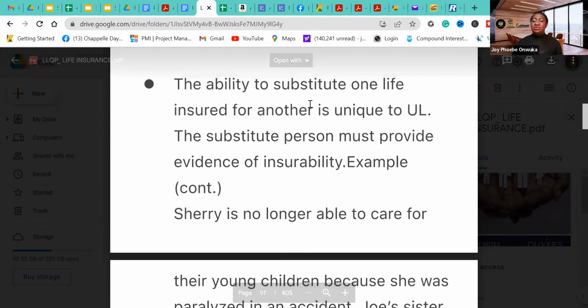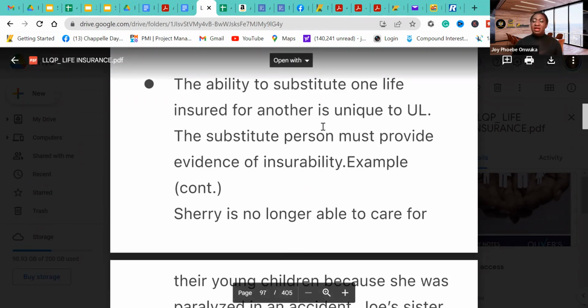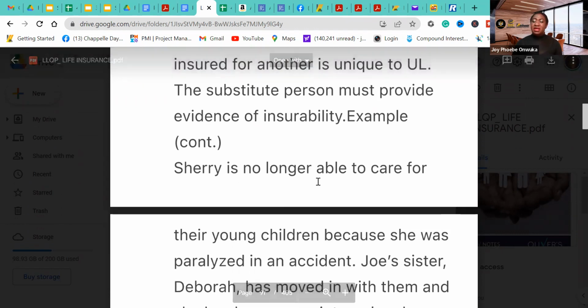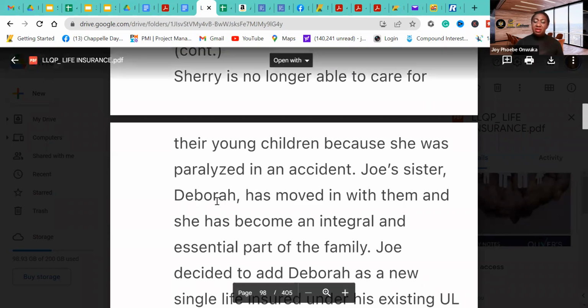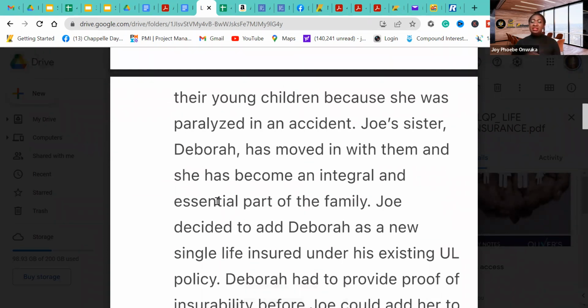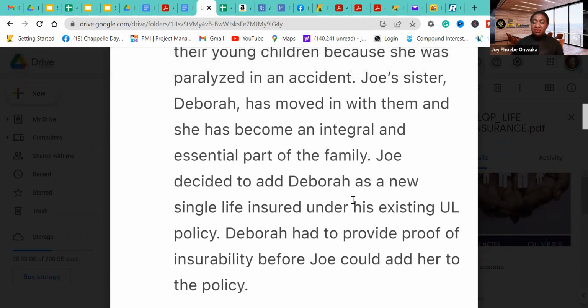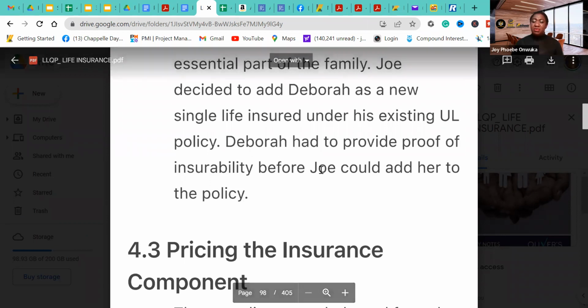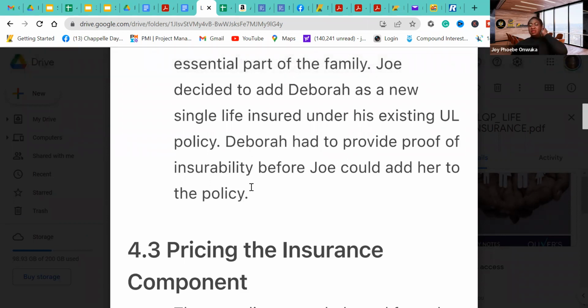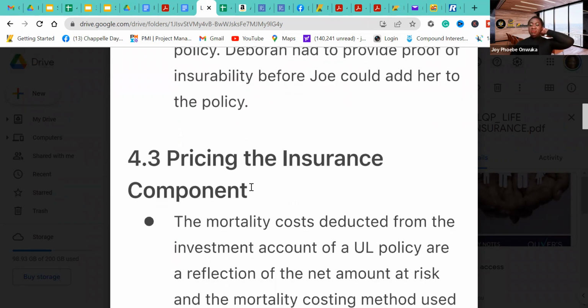Now, the ability to substitute one life insured for another is unique to UL. The substitute person must provide evidence of insurability. For example, Sherry is no longer able to care for their young children because she was paralyzed in an accident. Joe's sister, Deborah, has moved in with them and has become an integral and essential part of the family. Joe decided to add Deborah as a new single life insured under his existing UL policy. Deborah had to provide proof of insurability before Joe could add her to the policy.